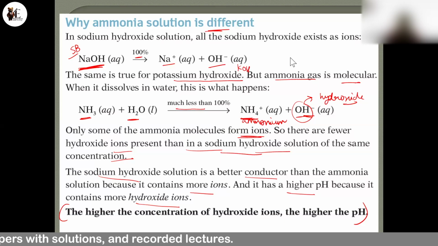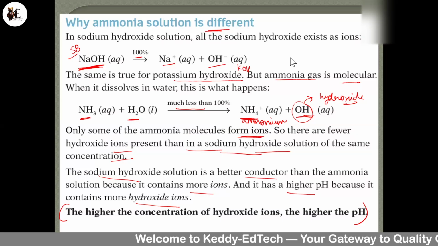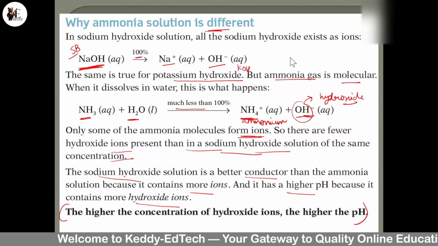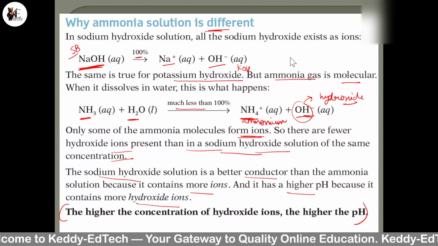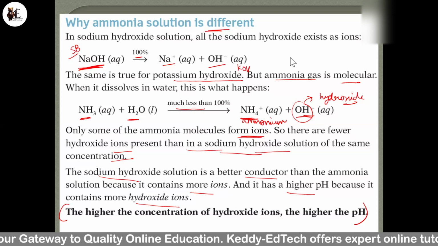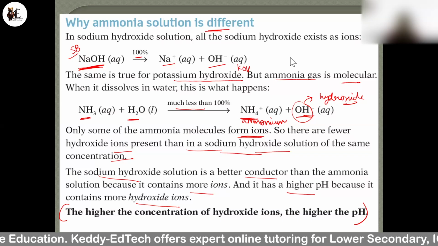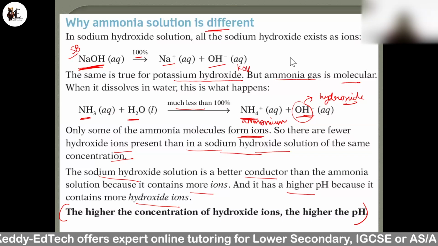Take a screenshot of this slide. In this slide, I've explained that sodium hydroxide is a better conductor than ammonia because it contains more hydroxide ions. The higher the concentration of hydroxide ions, the higher the pH. Yes, ma'am. Done? Yes.